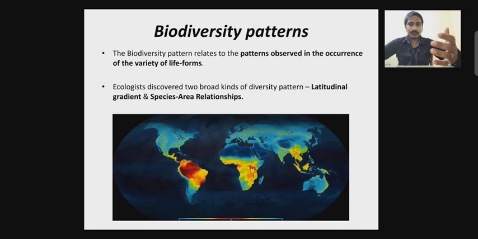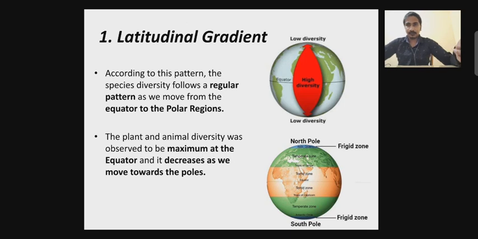So this is what relates to the biodiversity patterns. Ecologists have discovered two broad kinds of diversity pattern, that is the latitudinal gradient and the species area relationship. Let us go through them one by one. The latitudinal gradient states that if we move from the equator region towards the polar region, the diversity will decrease. That means mostly the large amount of diversity can be seen in the equatorial region.